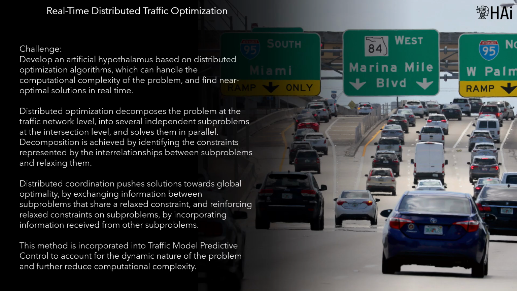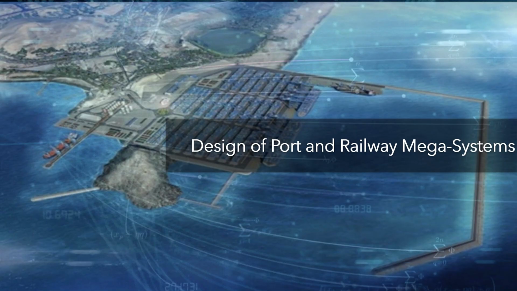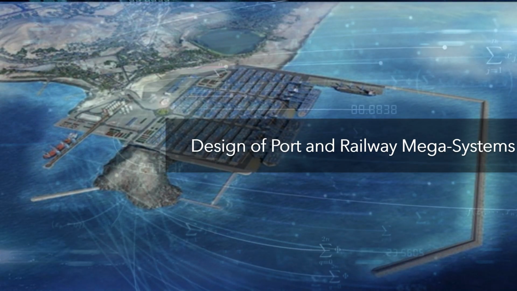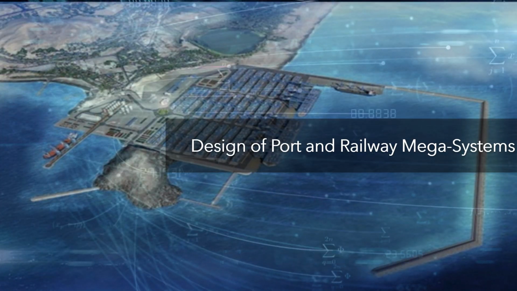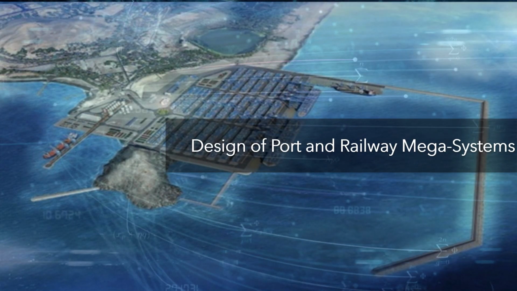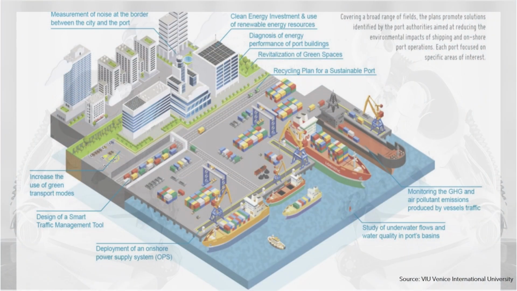This method is incorporated into traffic model predictive control to account for the dynamic nature of the problem and further reduce computational complexity. Design of port and railway megasystems. The growth of the port sector, driven by the growth of maritime transport, entails the execution of megaprojects aimed at the construction of sustainable port and railway systems. This is an opportunity to use operations research methodologies for regional planning, including semi-detailed port operations. These models must be integrated to quantify the impacts of port region decisions, to carry out regional planning that maximizes the well-being generated in the social surplus, and that guarantees the sustainability of development plans.